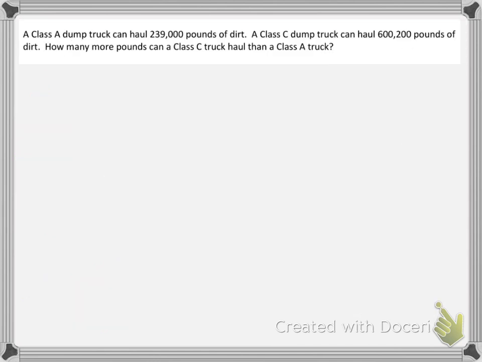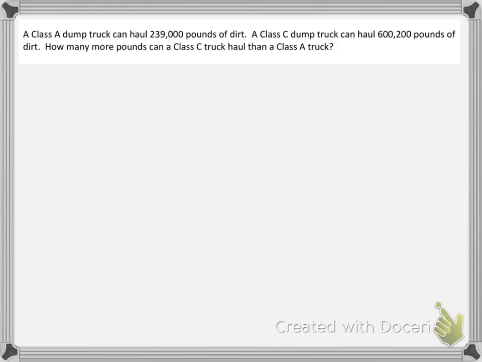Okay, in our next word problem, we have a Class A dump truck can haul 239 pounds of dirt. A Class C dump truck can haul 600,200 pounds of dirt. How many more pounds can a Class C truck have than a Class A truck?